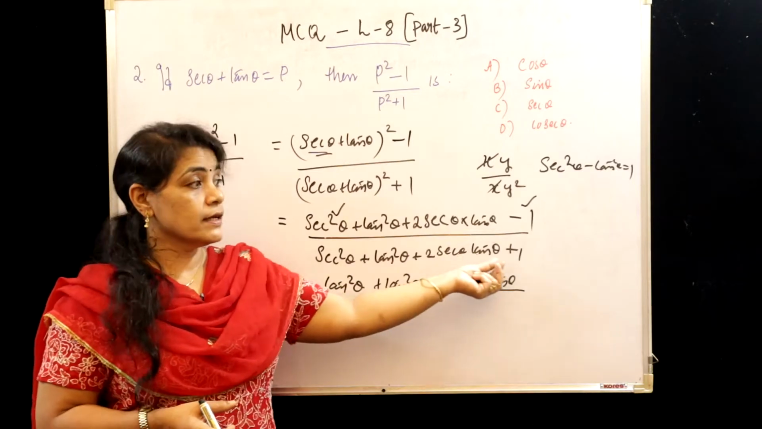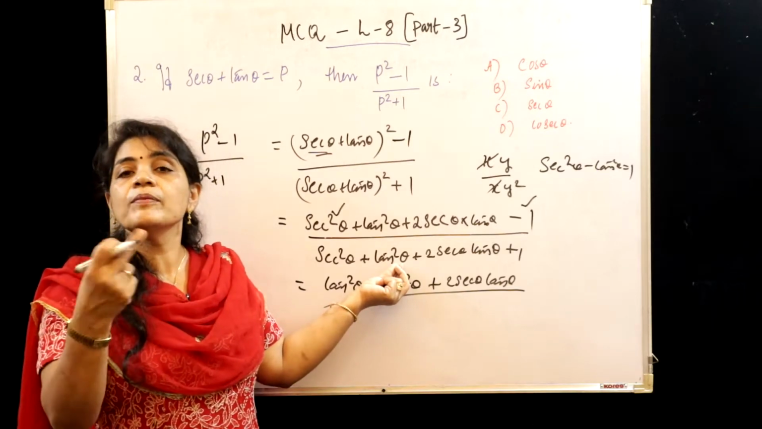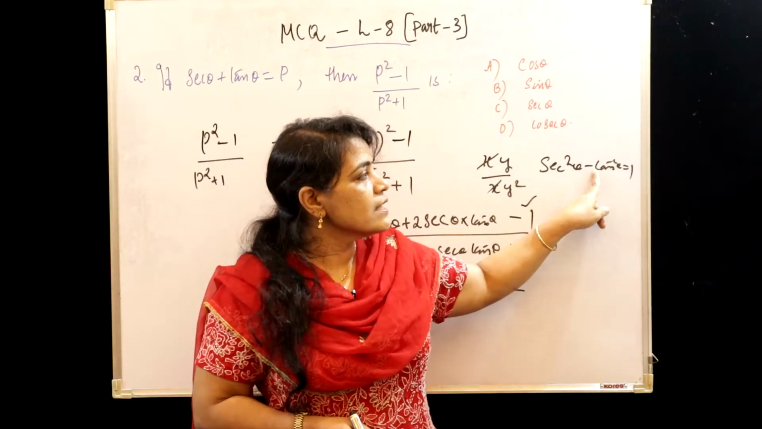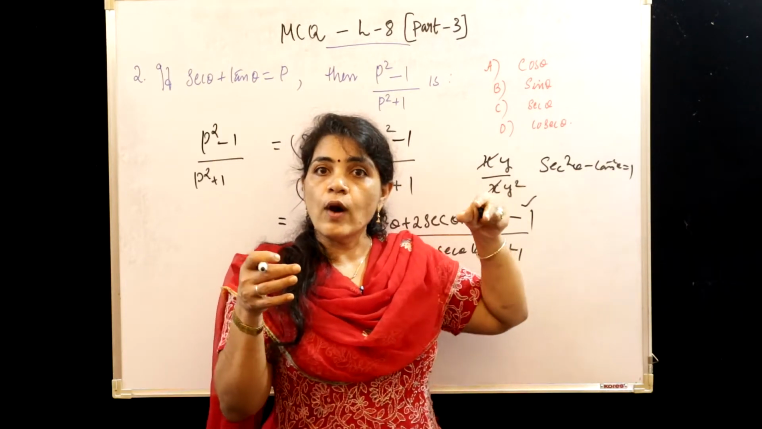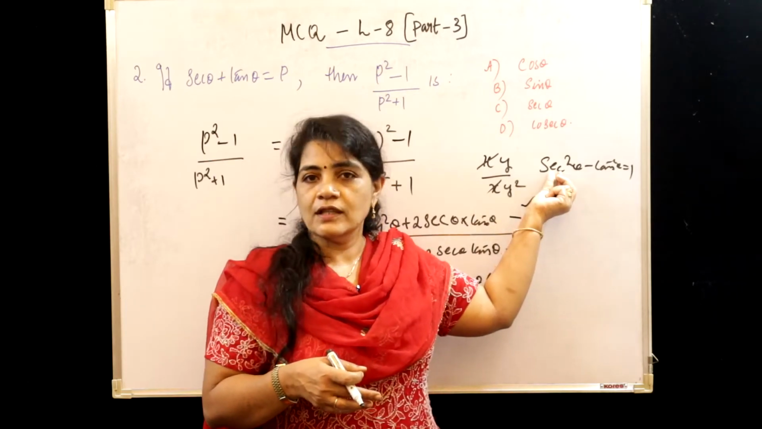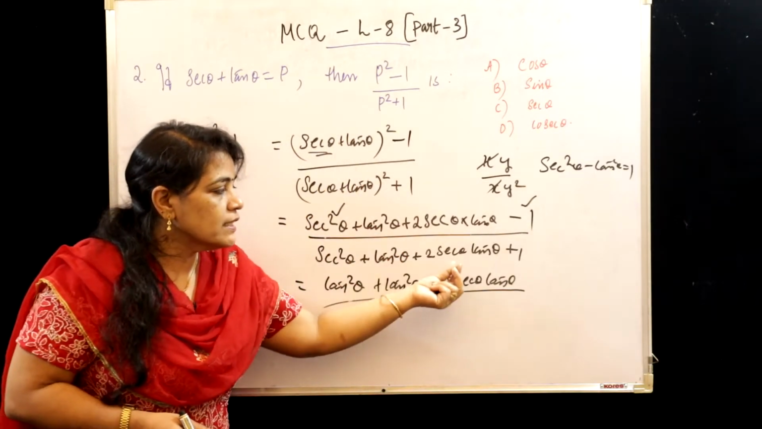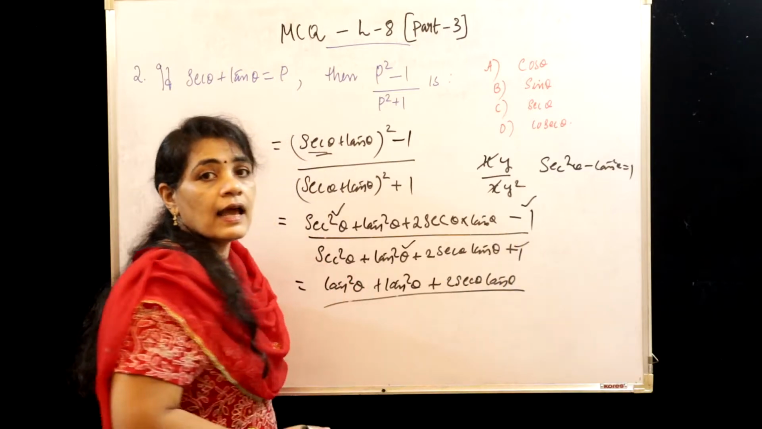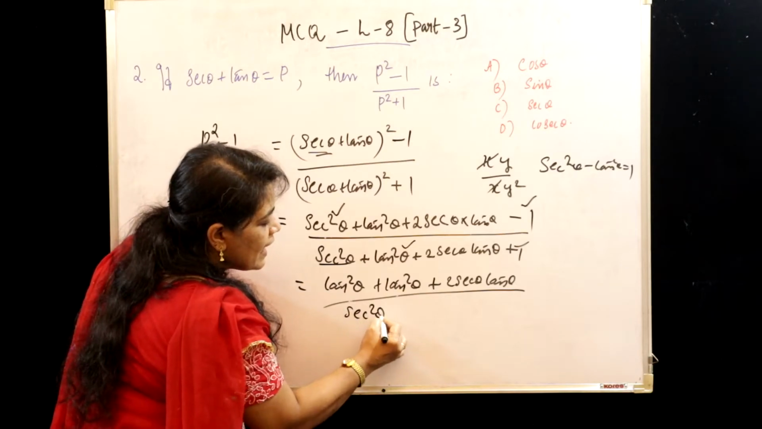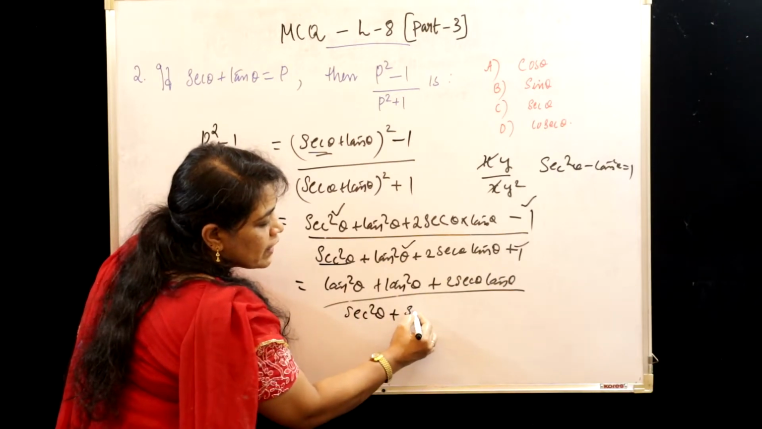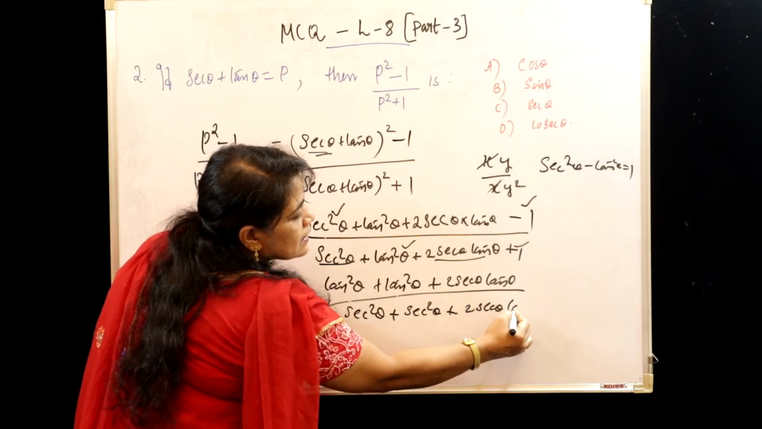Here sec square theta plus 1, we can't combine. But tan square theta plus 1, see children, if you take this minus tan square theta to the RHS as plus tan square theta, and 1 is already there, so 1 plus tan square theta is sec square theta. So here I am going to make the combination of tan square theta and plus 1 as sec square theta. So one sec square theta is there in the denominator, and because of the second and fourth term together we have one more sec square theta, and we have this term 2 sec theta tan theta.